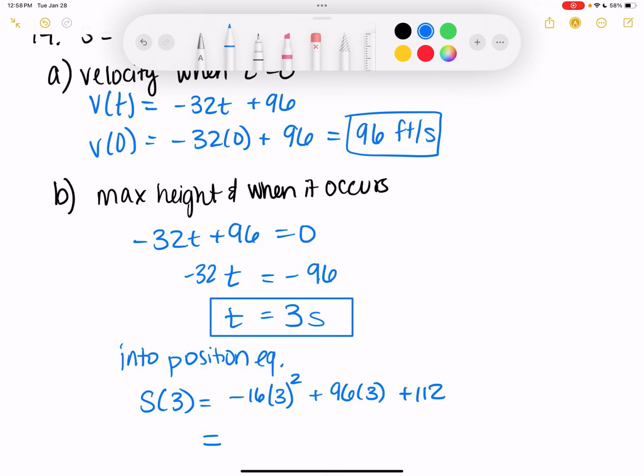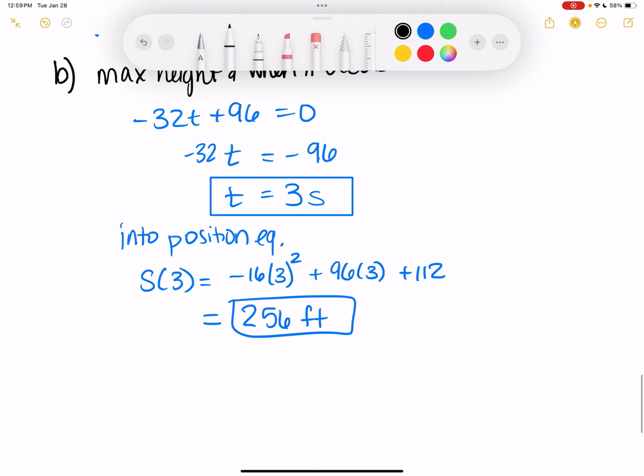Okay, so does 256 match up with whatever your papers say? Yes. Okay. Because that's what my calculator said. So 256 feet. So the max height is 256 and it occurs at 3 seconds. It's like they didn't even tell us what this object is. I feel like whatever it is, it's moving very quickly.